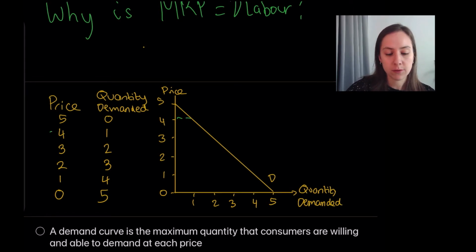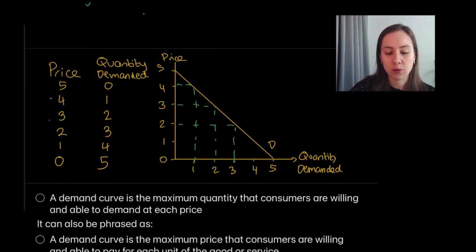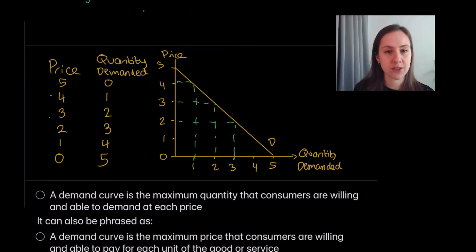So at price 4, for example, the quantity demanded is 1. At price 3, the quantity demanded is 2. And at price 2, the quantity demanded is 3. And so on. And that's just your normal demand curve. And here are the definitions of demand.